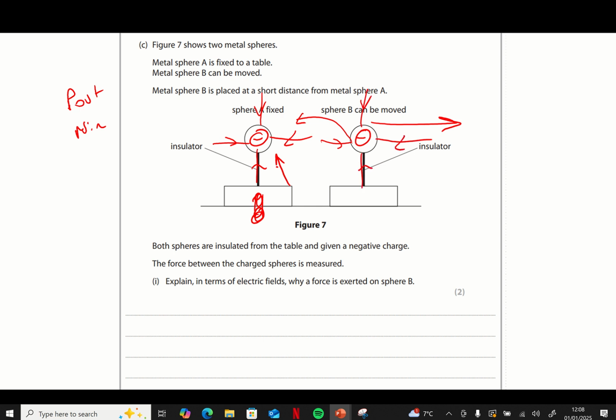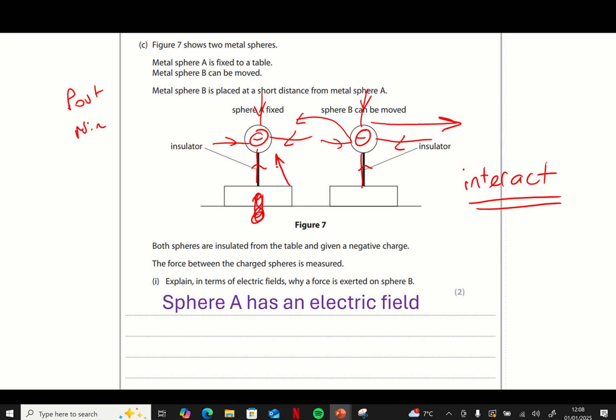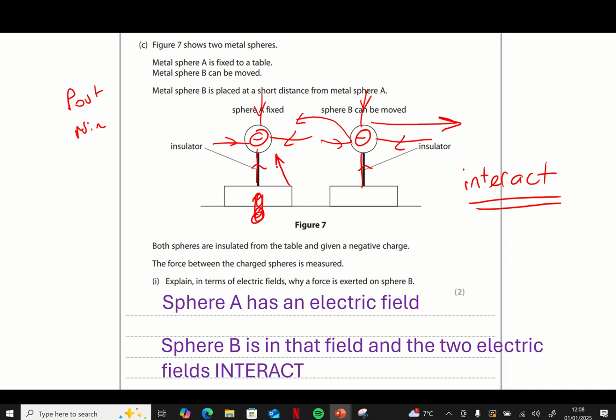So now I've got this effect here. And what's going to happen is these electric fields are going to interact, and that is a key word. So your model answer for this: explain why in terms of electric fields, why is it that B experiences a force backwards if they're given the same charge? Just say sphere A has an electric field. Sketch it on the diagram if you want, like I did. Sphere B is in that field and the two electric fields interact.